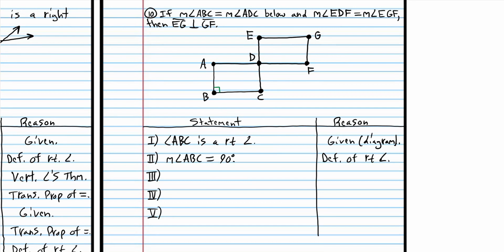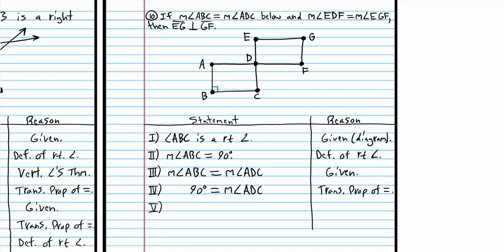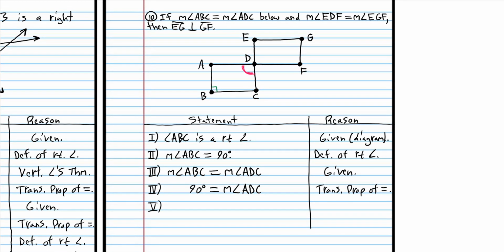Now, we know that the measure of angle ABC is equal to the measure of angle ADC. That's given. So we can now use the transitive property of equality to show that the measure of ADC is 90 degrees, because they're both equal to the measure of ABC. So now we can say 90 degrees is equal to the measure of angle ADC by the transitive property of equality. All right, so we've proven that this angle is 90 degrees.